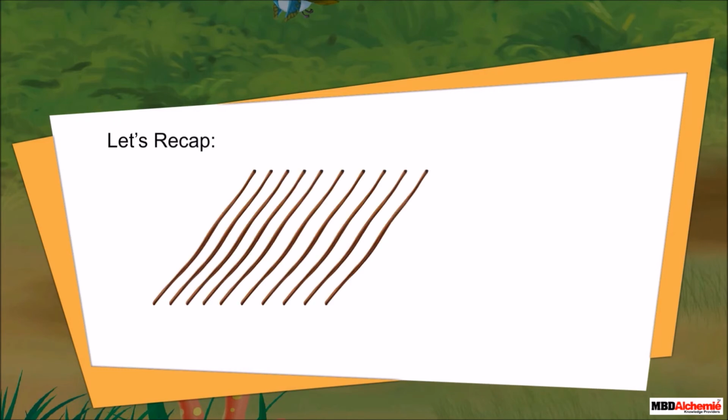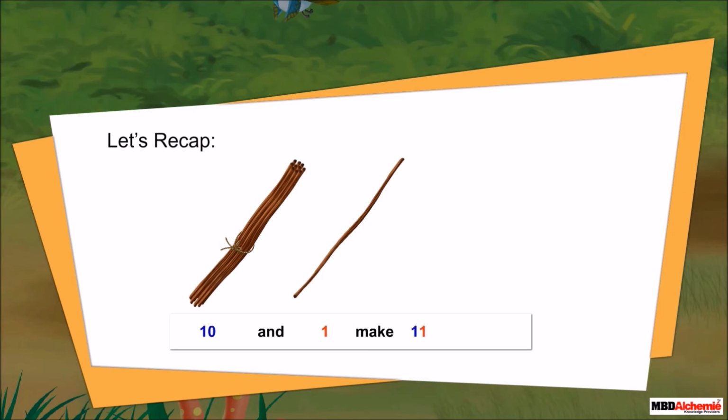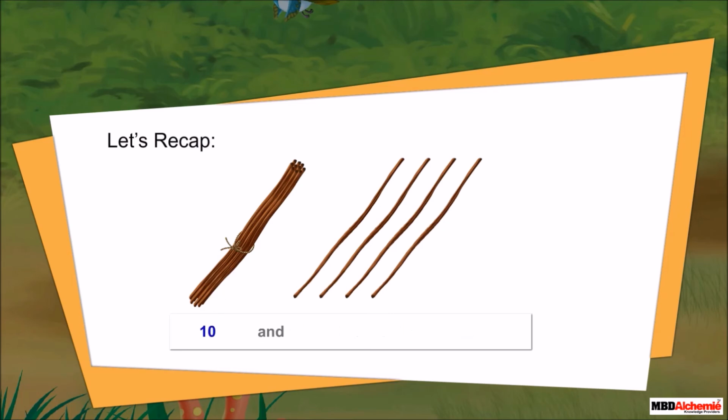Let's recap. Here, we have seen Sophie collected some sticks. A 10 and an extra loose stick make 11. A 10 and 2 extra loose sticks make 12. A 10 and 3 extra loose sticks make 13. A 10 and 4 extra loose sticks make 14. A 10 and 5 extra loose sticks make 15.